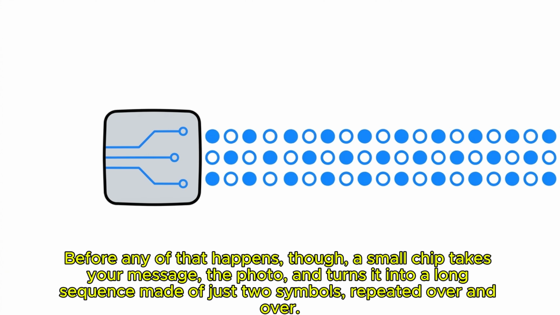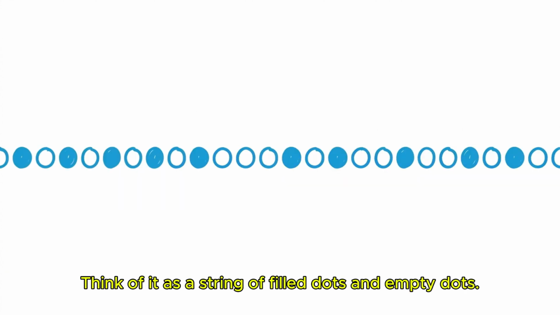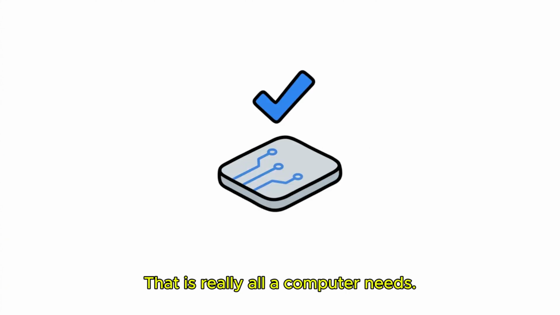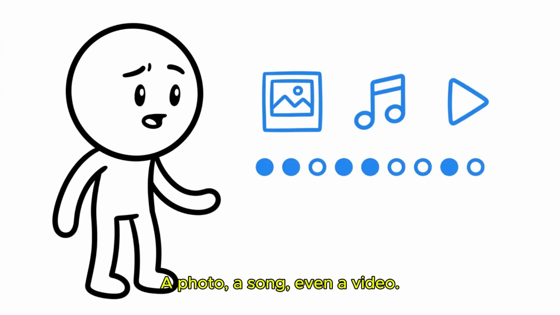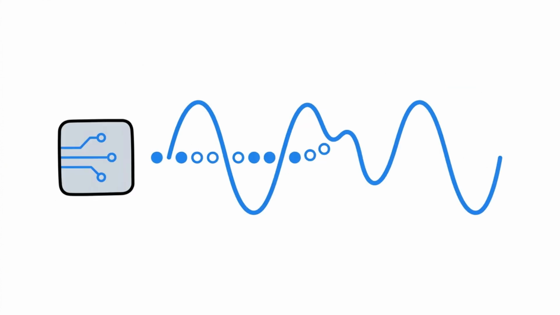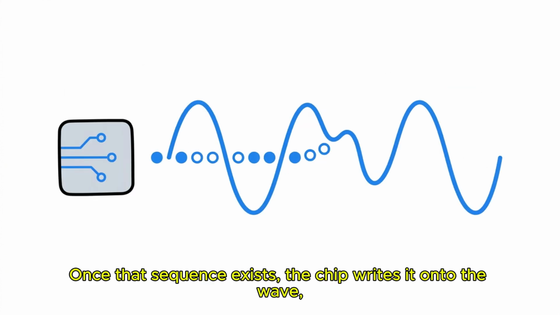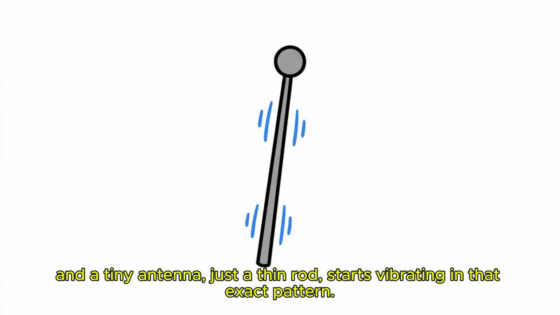Before any of that happens, though, a small chip takes your message, the photo, and turns it into a long sequence made of just two symbols, repeated over and over. Think of it as a string of filled dots and empty dots. That is really all a computer needs. Just two options, repeated enough times to describe anything at all, a photo, a song, even a video. Once that sequence exists, the chip writes it onto the wave, and a tiny antenna, just a thin rod, starts vibrating in that exact pattern.